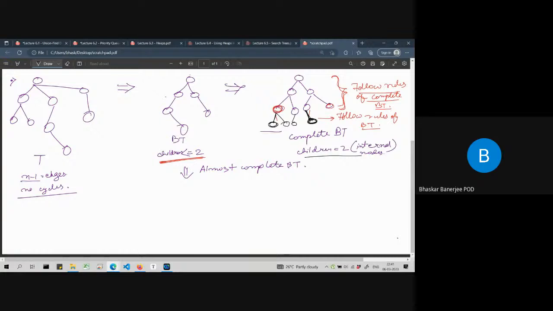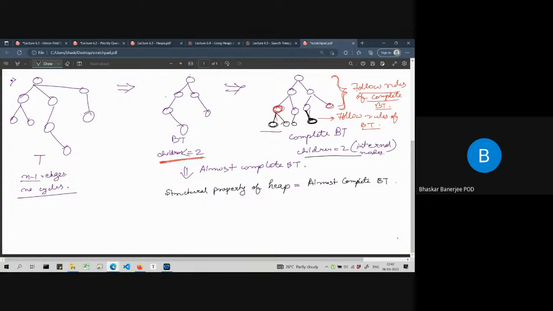Now, this is the structural property. What we just discussed is the structural property of the binary tree of a heap. Okay, heap. This is your almost complete binary tree, the almost complete binary tree structural property. So heap is basically an almost complete binary tree with other logical properties.